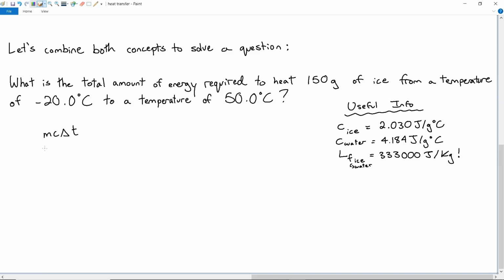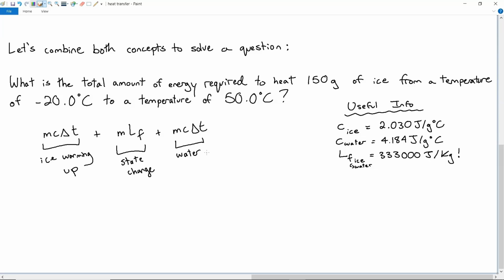MC delta T is going to represent my ice warming up. Then I need to consider the energy for the state of matter change. And we just looked at an equation for that, which is mass times our latent heat. And we're going from solid to liquid, so this will be a fusion value. So this is our state change. And then finally, one more MC delta T to represent our water warming up.